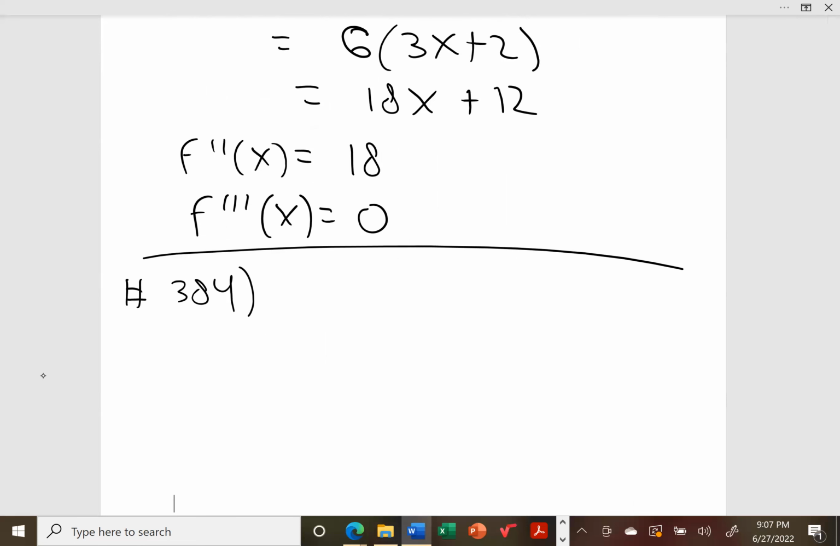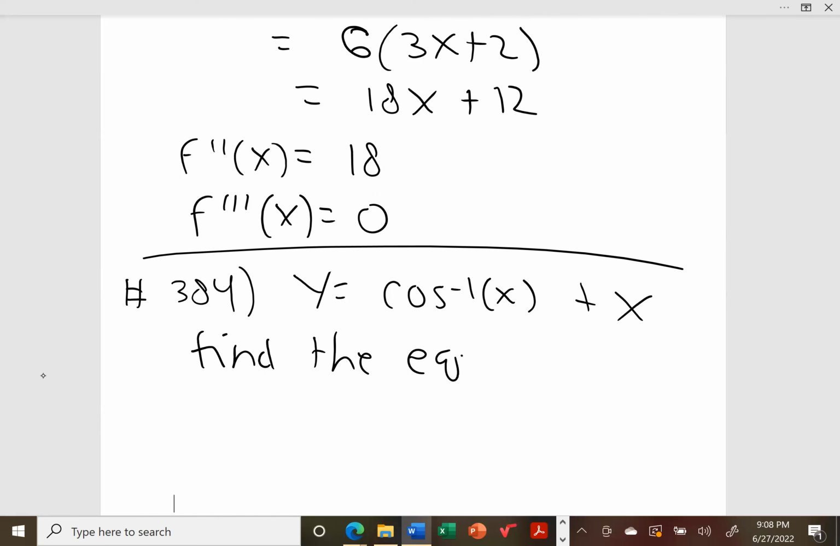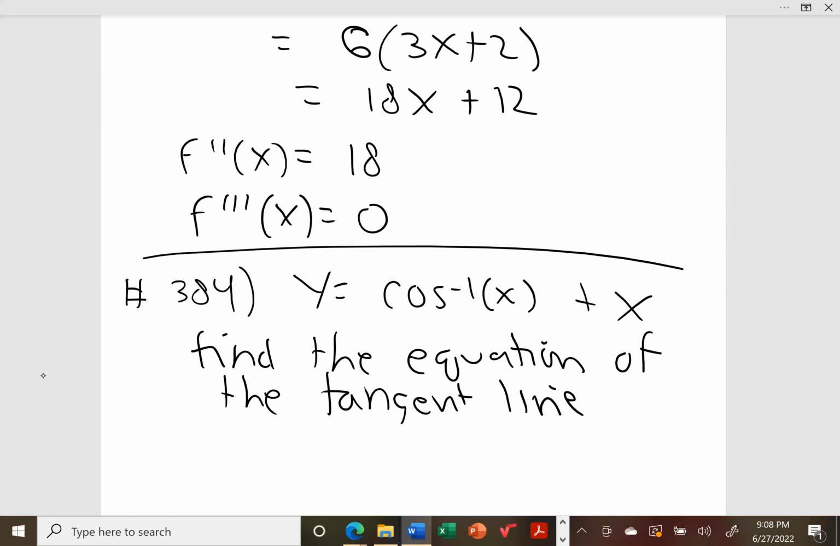Oh my God. Okay. The arc cosine of x plus x. Now we're supposed to find the tangent line, not just the slope, the equation of the tangent line at x equals 0.